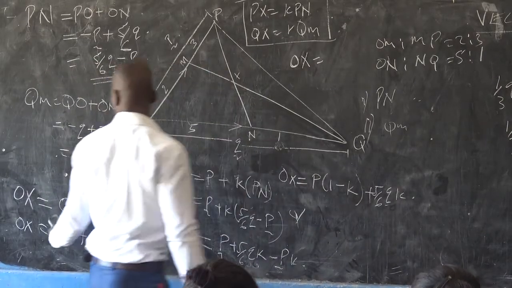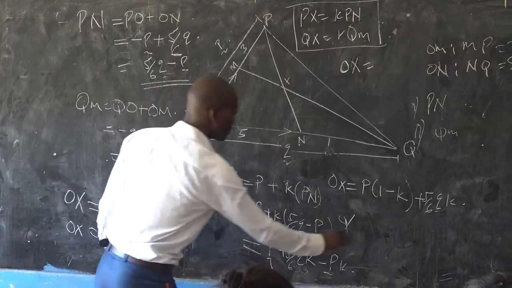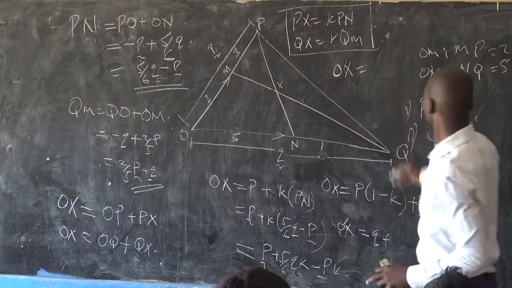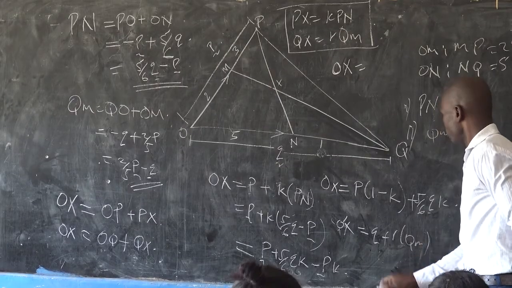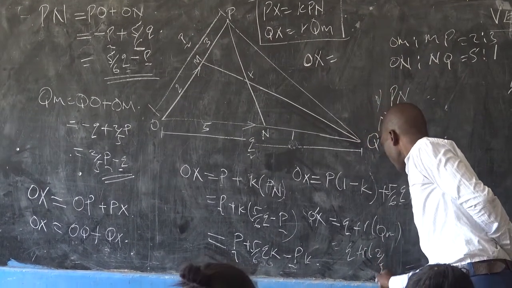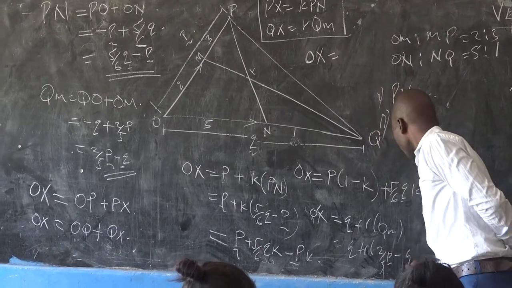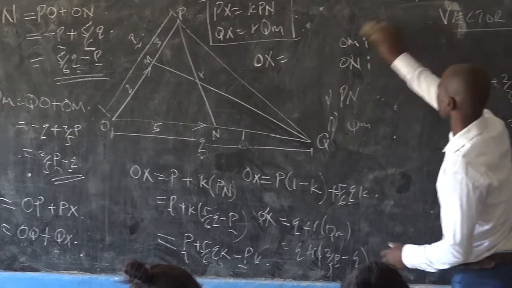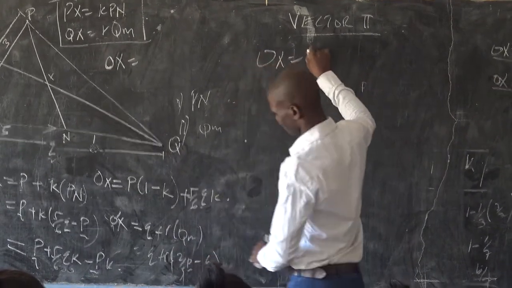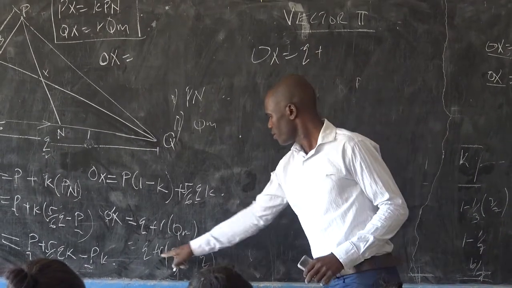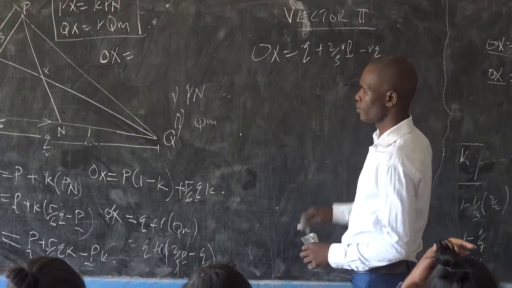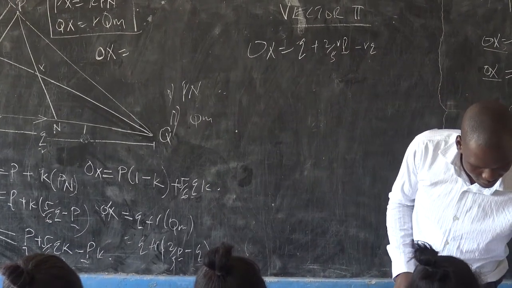Then this other one, when you follow this other way, that is OQ plus QX. OQ is Q plus QX, and QX is R QM. So this is Q plus R into 2 over 5 P minus Q. Open the brackets. So OX equals Q plus 2 over 5 RP minus RQ. That is the first part. We have answered Roman 1.